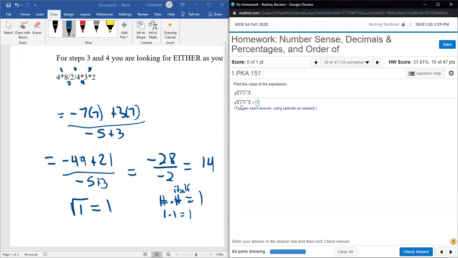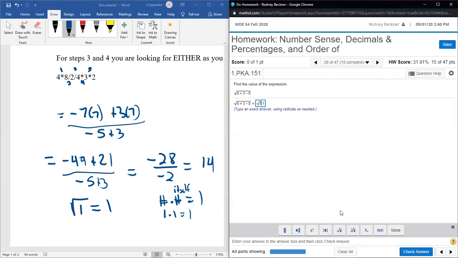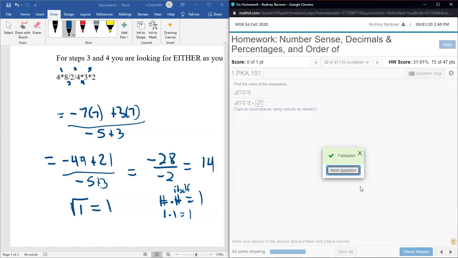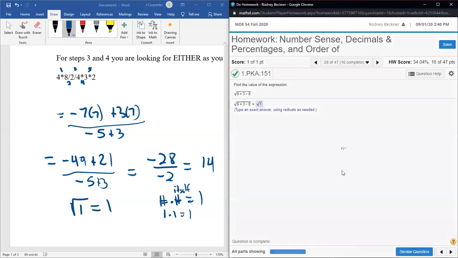What did I do wrong? 6 plus 3 is 9. 9 minus 8 is 1. The square root of 1 is 1. Do they just want the square root in here still? That seems weird. Okay, so I don't like that. I didn't know that's how they wanted the answer done. I would never want to see that anywhere else in our course.